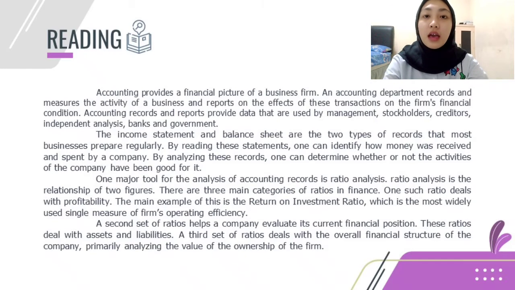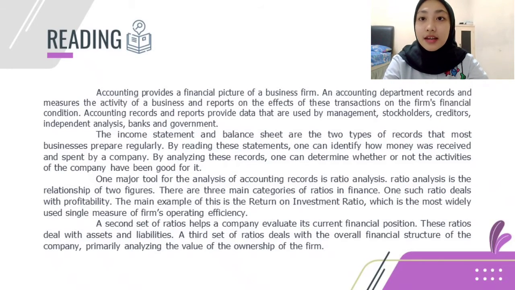and government. The income statement and balance sheet are the two types of records that most businesses prepare regularly. By reading these statements, one can identify how money was received and spent by a company. By analyzing these records, one can determine whether or not the activities of the company have been good for it. One major tool for the analysis of accounting records is ratio analysis. Ratio analysis is the relationship of two figures.